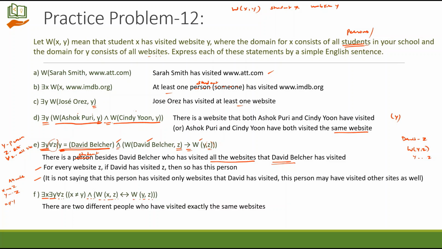So from this by implication, what you can understand is there are two different people who have visited exactly the same websites. For every website Z, one of these people has visited Z if and only if the other one has. It means if X visits Z, then Y will also visit Z. If Y visits Z, then X will also visit Z. This is what they say. That is this by implication operation, if and only if.